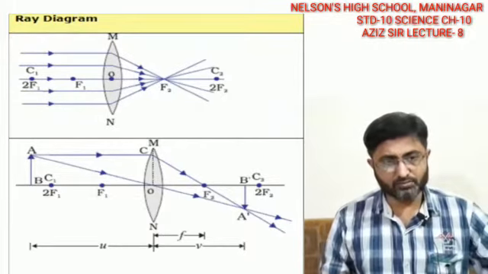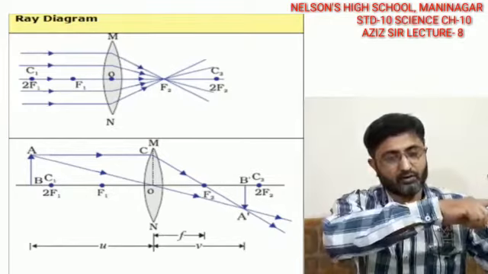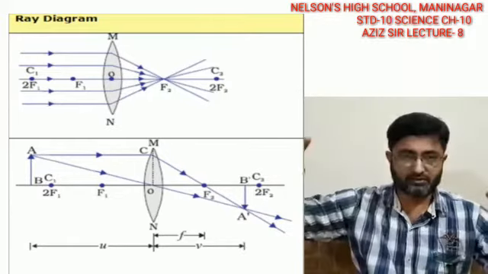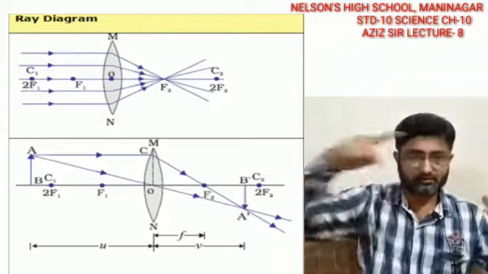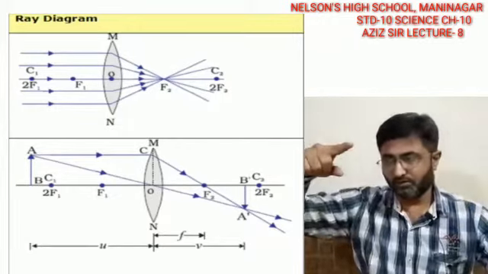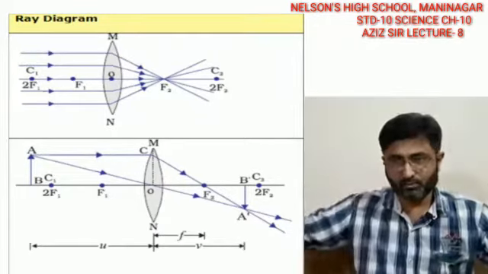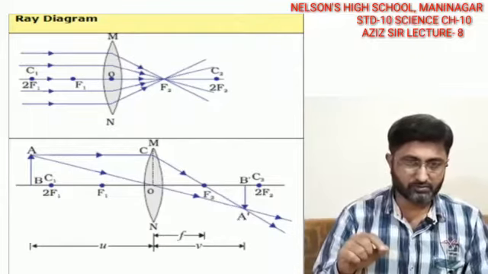Now place an object on the F1 and C1 side, beyond C. Now the object is there. Draw a line straight, parallel to the principal axis, that touches the perpendicular line of the lens and passes through the focus. The second line passes through the pole. The center point of the lens on the principal axis is known as the pole.